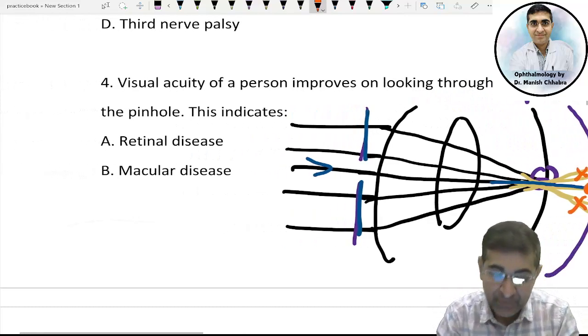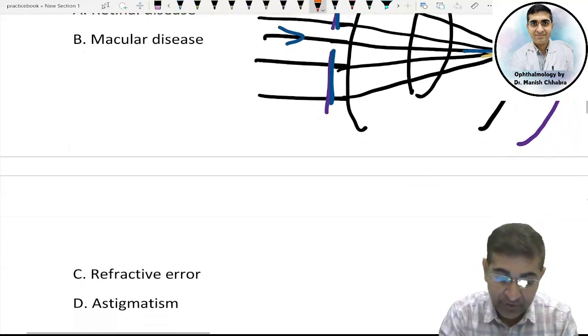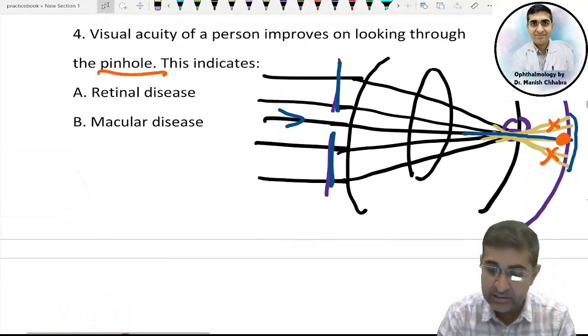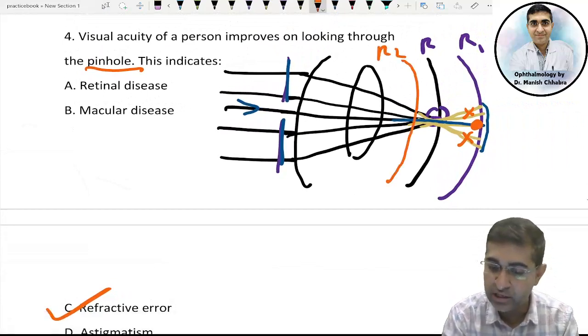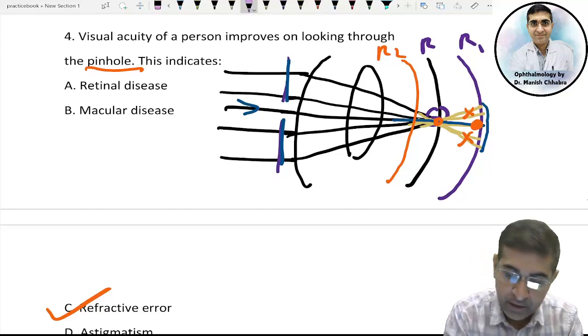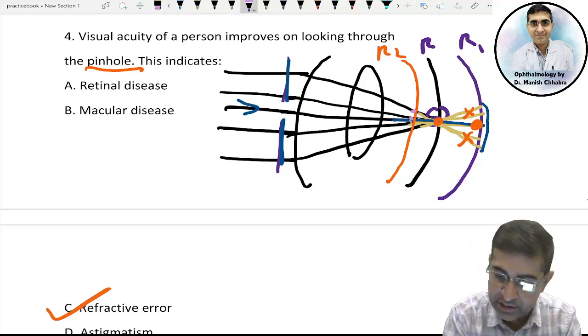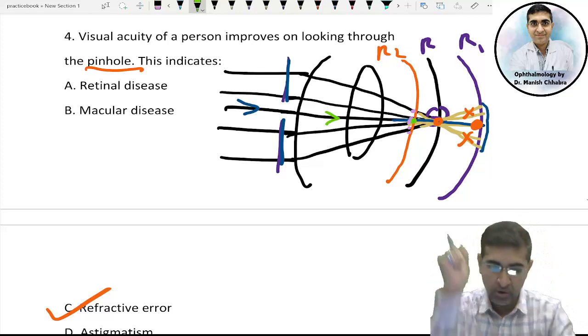So that actually tells me that the patient is having what? The patient is having refractory error. Even if there is hypermetropia, let's suppose this is R2 hypermetropia, the image is focused behind the retina. Again, there is disturbance like this ray, this ray, this ray, this ray, this ray. On placing the pinhole, only the central light ray is going to focus on the center of the retina. It is again going to cut off the peripheral light rays.